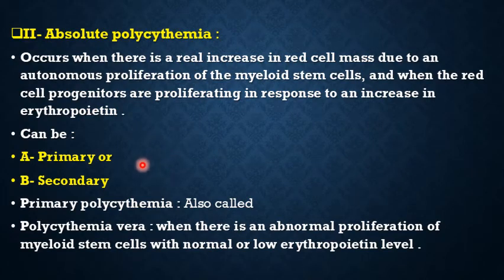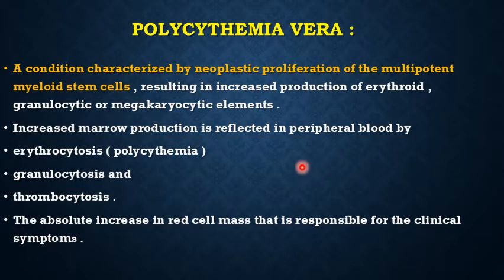It might be primary, idiopathic, or it might be secondary, associated with other diseases. Primary is called polycythemia rubra, when there is abnormal proliferation of the myeloid stem cell with normal or low erythropoietin level. Polycythemia rubra is characterized by neoplastic proliferation of multipotent myeloid stem cells, which results in an increase in the erythroid, granulocytic and megakaryocytic elements.